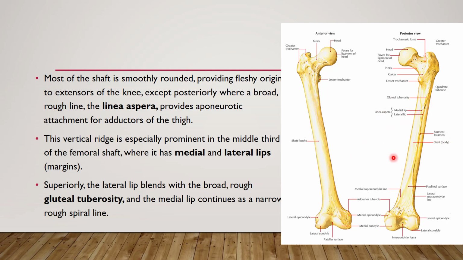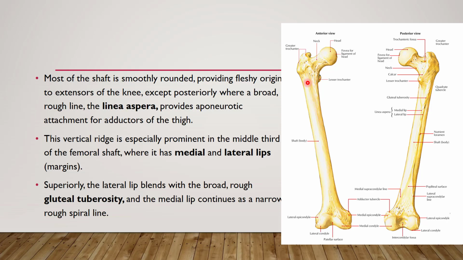See here, the linea aspera is more prominent in the middle of the shaft, okay, because it has two margins. There is a medial margin or the medial lip of the linea aspera, and there is the lateral margin of the linea aspera. This is the lateral margin, okay. How will you know which is the medial side of the femur and which one is the lateral side of the femur? Always remember, the head of the femur is over the medial side. Wherever the head is present, understand that this is the medial side, okay.